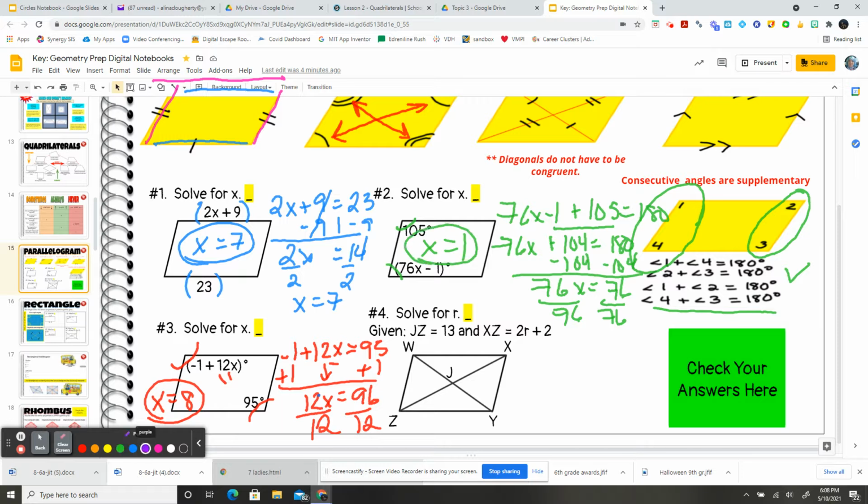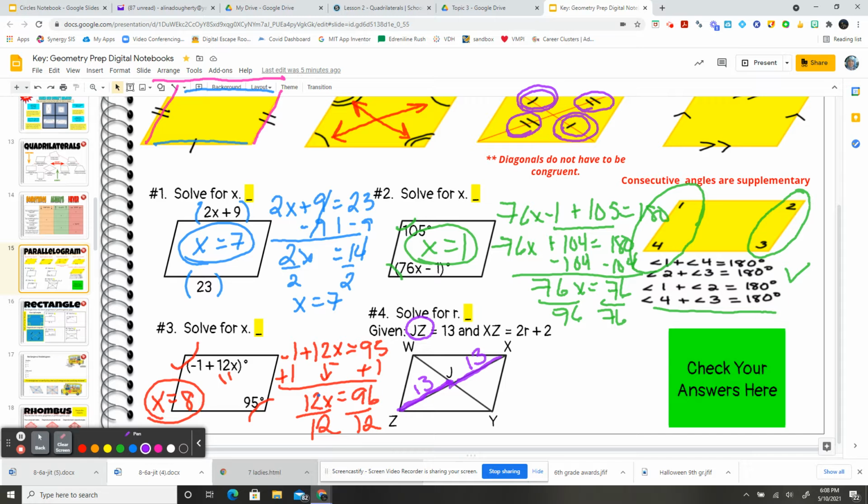Now for our very last one. Here we're talking about diagonals. So remember, we need those segments. JZ is going to be a segment. So from J to Z is 13. And I know from this picture up here that these diagonals are bisected. So the 2 pieces on one diagonal are the same, and the 2 pieces on the other diagonal are the same. So if ZJ is 13, then XZ or XJ is also 13, or that whole thing is 26.